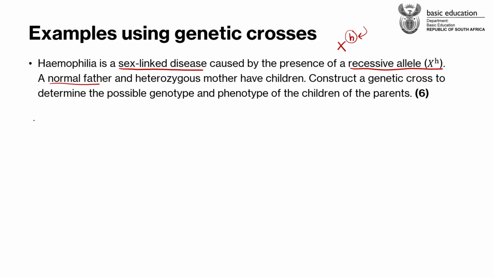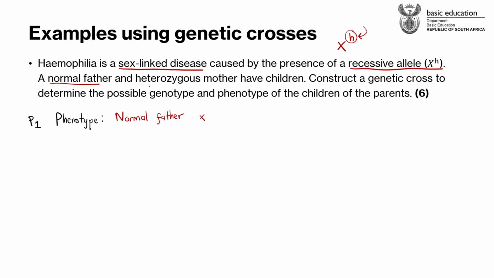So whenever we do our genetic cross, we start with P1. This is the parents' generation. At the parents' generation, we start with the phenotype, and the phenotype has to be based on the disease that we're talking about. In this case, we have a normal father. The father does not have the disease, or the condition.